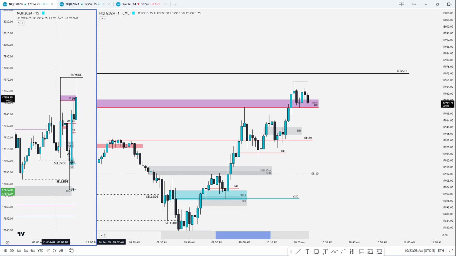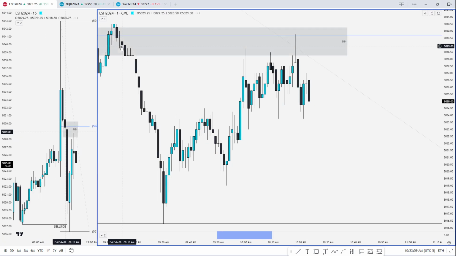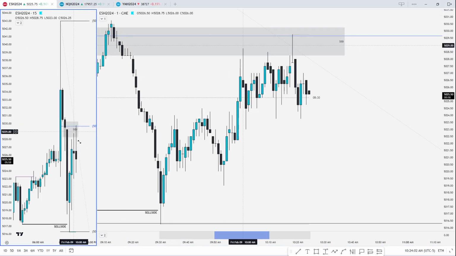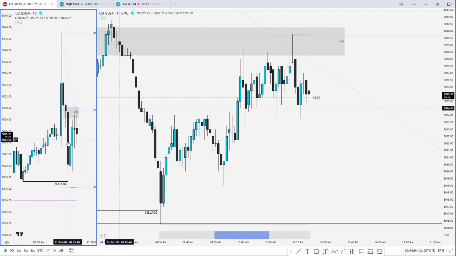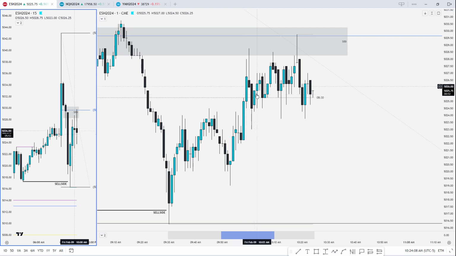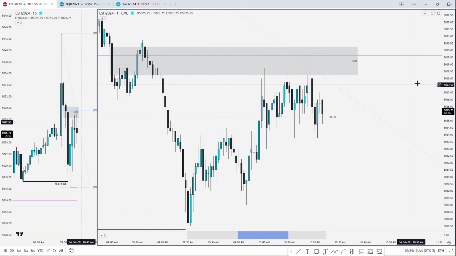ES though is having a struggle. If you go over to ES and look at their higher time frames, check this one, right? Gap, order block, all the way to the premium end, and we're just chopping around in the 5-minute gap.